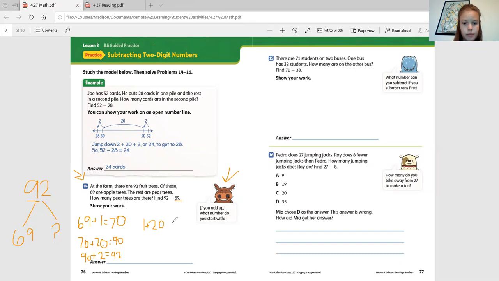So now I need to add the 1 plus 20 plus 2, which is going to equal, got our ones up first, 2 plus 0 is 2 plus 1 more is 3. And add our tens, which is just the 2. So I know my answer. I'm going to write it in a different color so we know it's the answer. We have 92 minus 69 equals 23.